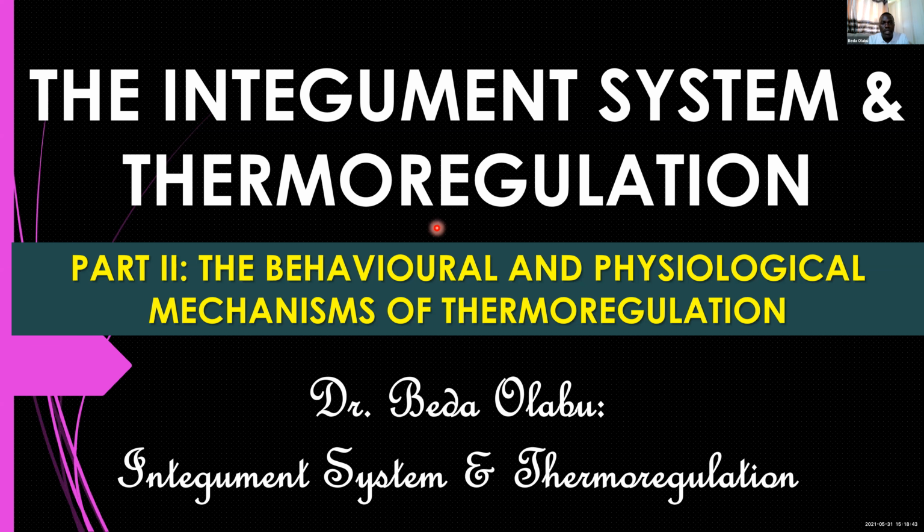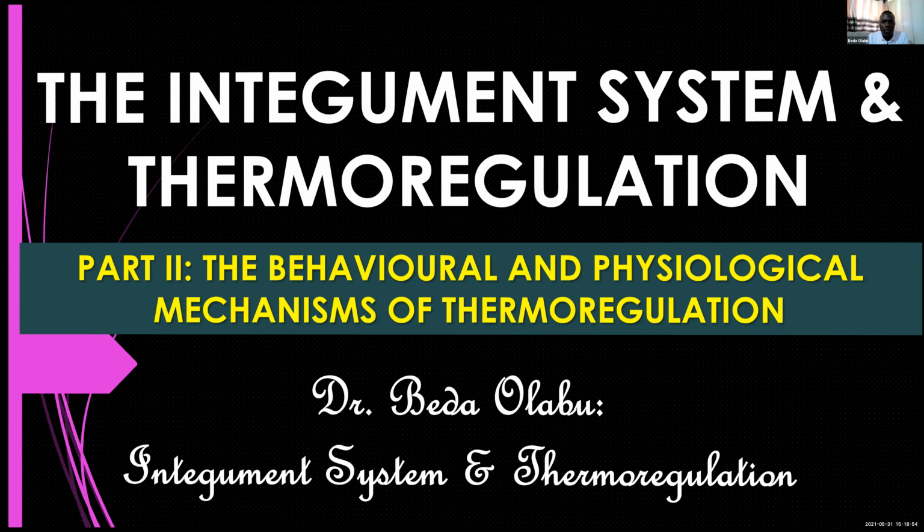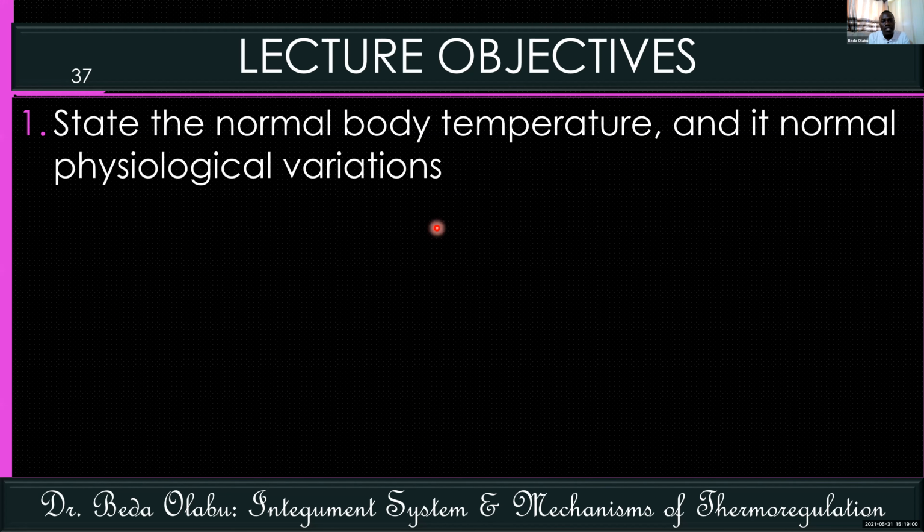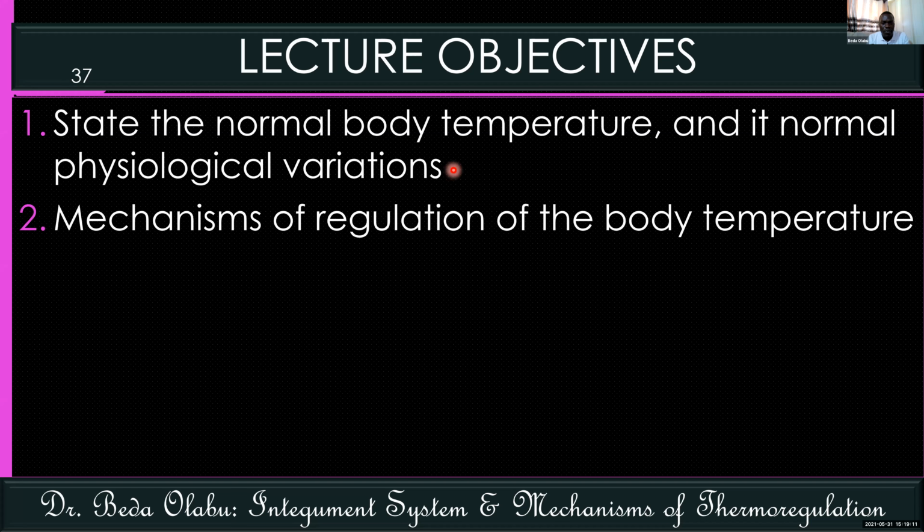So in this second part, we are going to look at behavioral and physiological mechanisms of thermoregulation. We will focus in particular on the following. First, we'll state the normal body temperature. And we are going to state also the normal physiological variations to the body temperature. We will then look at the mechanisms that regulate the body temperature by classifying them into some 3 categories.